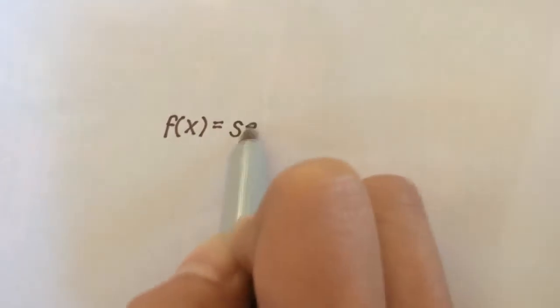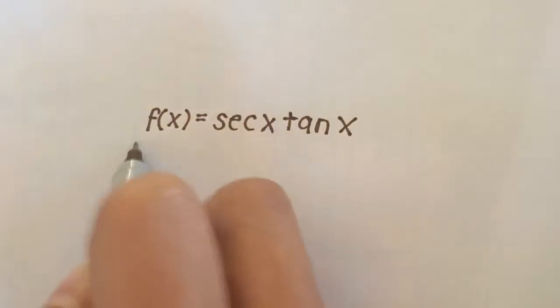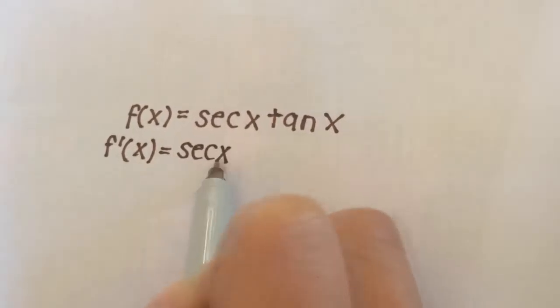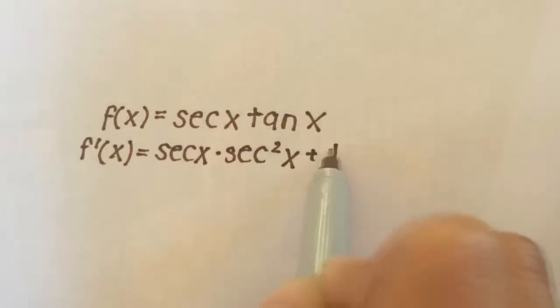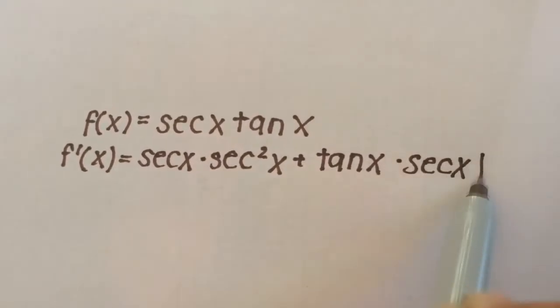Our next example is f of x equals secant x times tangent x. To find the derivative, you have to use product rule and the trig chart that we showed you.